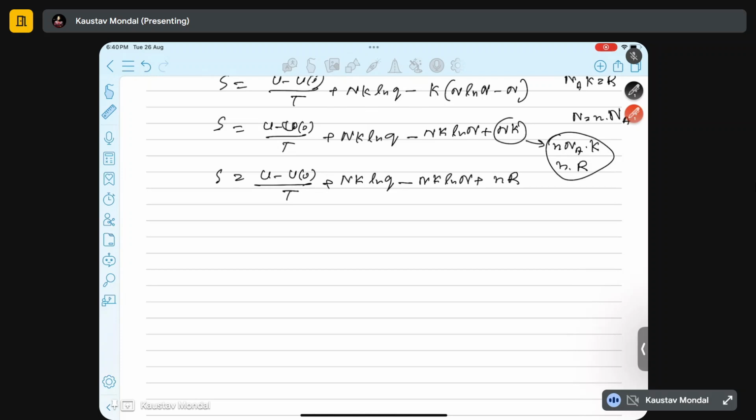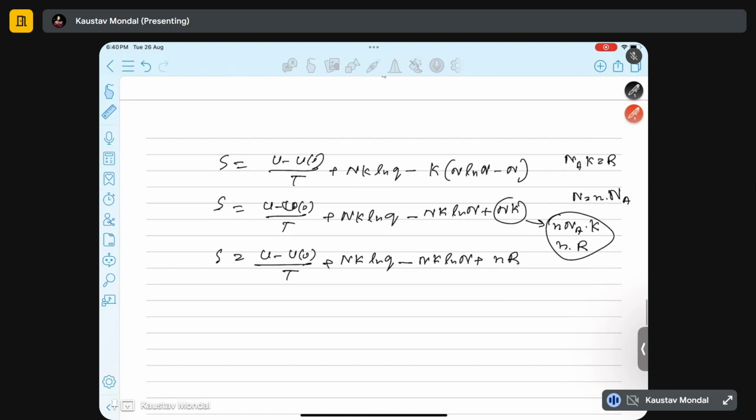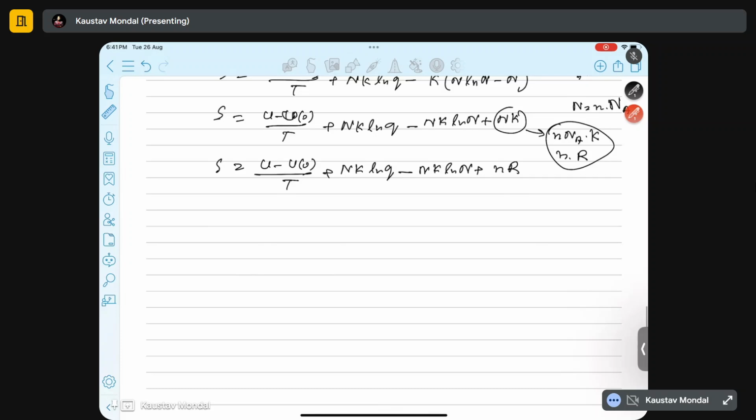Now, the next thing is, we will also have to think about this term, the internal energy. This term we can also use some pre-derived results. We already know the internal energy of an ideal gas. U minus U0, that you have derived earlier, equal to 3 by 2 nRT. So you just have to substitute this result here.